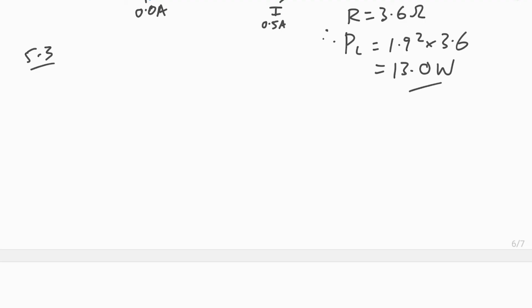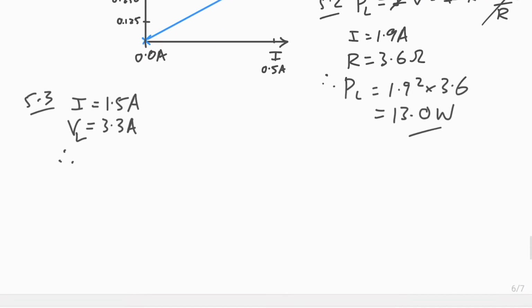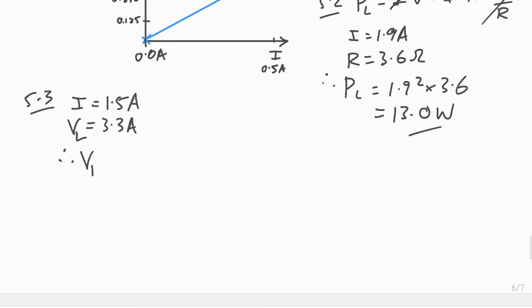5.3, the variable resistor is adjusted until I is 1.5 amps and V is 3.3 volts. Calculate the resistance of R. Okay. What? Oh, V is across the lamp. Sorry. Therefore, because they're in series, of course, that means that the PD across the resistor is going to be 9 take away 3.3. So that is 5.7 volts.